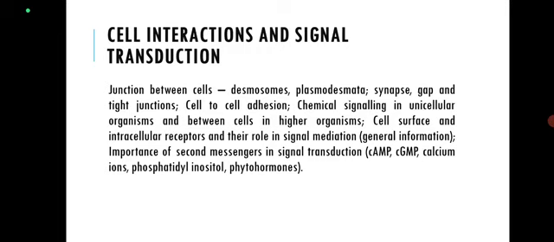So here we will be discussing different types of junctions: gap junctions, tight junctions, adherens junctions, and chemical signaling in unicellular organisms and higher organisms. Receptors and different types of receptors and their role in signal mediation, and different types of secondary messengers also we are going to discuss. And importantly, cyclic AMP, cyclic GMP, and calcium ions, phosphatidylinositol, and phytohormones.